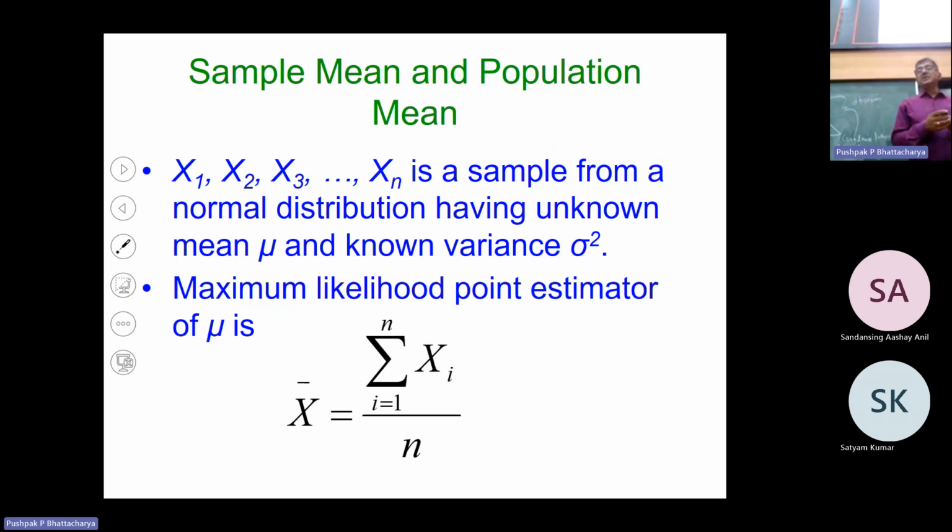If x1, x2, x3 up to xn is a sample from a normal distribution having unknown mean mu and known variance sigma squared, then the maximum likelihood point estimate for mu is x bar, which is sigma xi by n. Okay, so we know that the best possible estimate for the population mean is the mean of the sample, which is computed this way. It can be proven that this is the best possible estimate of the population mean.